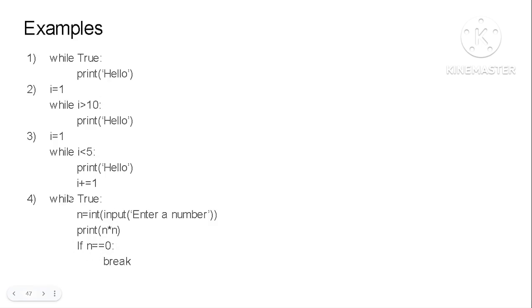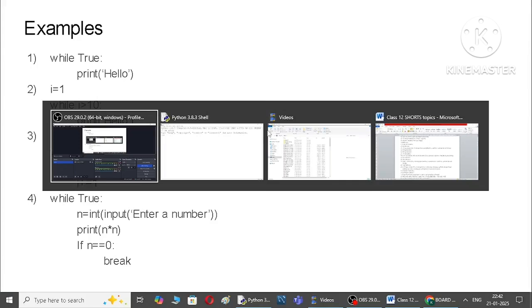In that case, there is no entry condition. So I am simply giving while True and asking the user to type a number and print the square of that number. In case the number is 0, I will stop the loop by giving a break statement. So in the next video, we'll see some examples in detail about break and continue.